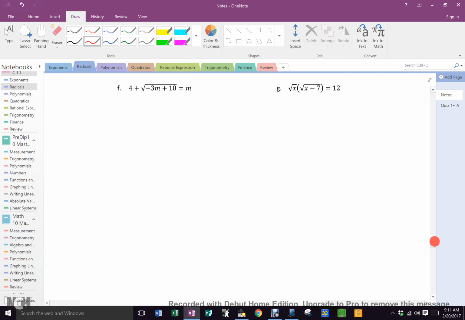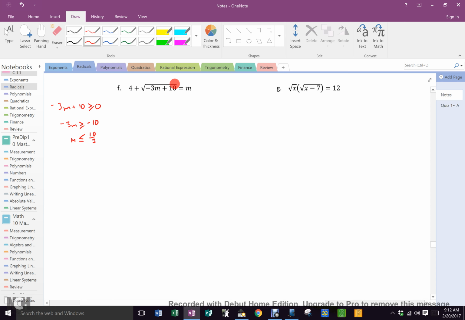Okay. So F. What happens in F? What's the first thing I got to do? Restrictions. Negative 3m plus 10 greater than or equal to 0. Negative 3m greater than or equal to negative 10. M less than or equal to 10 thirds. So m has to be less than 3 1/3, yes? So anytime I get an answer bigger than 3 1/3, it would be out the window.